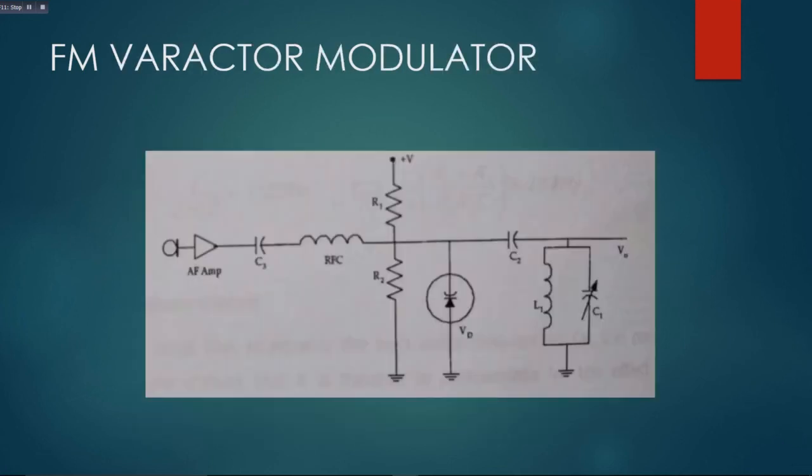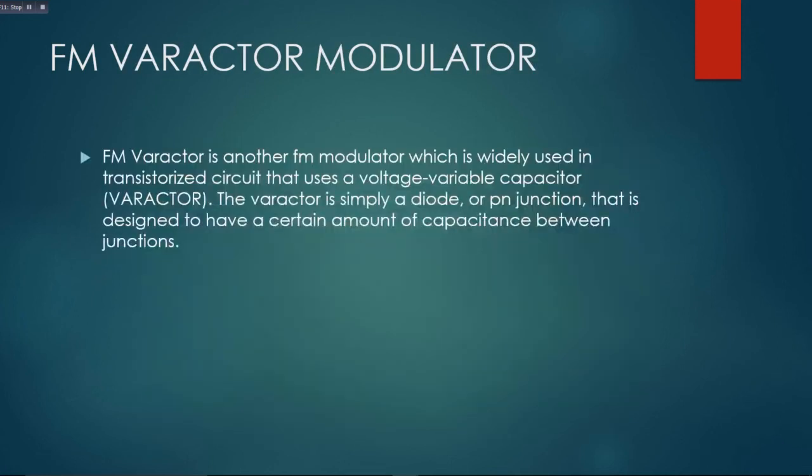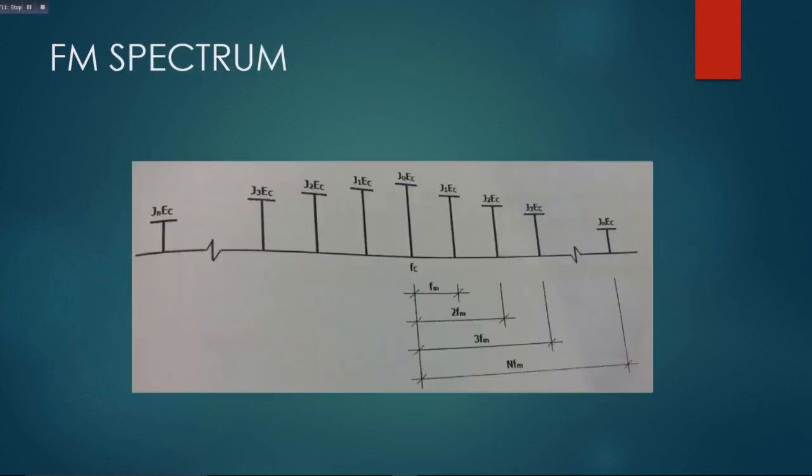FM varactor modulator. The FM varactor is another FM modulator which is widely used in transistorized circuits that use a voltage variable capacitor. The varactor is simply a diode or PN junction that is designed to have a certain amount of capacitance between junctions. The capacitance of a varactor, as with a regular capacitor, is determined by the area of the capacitor plates and the distance between the plates. The depletion region in the varactor is the dielectric and is located between the P and the N elements, which serve as the plates.